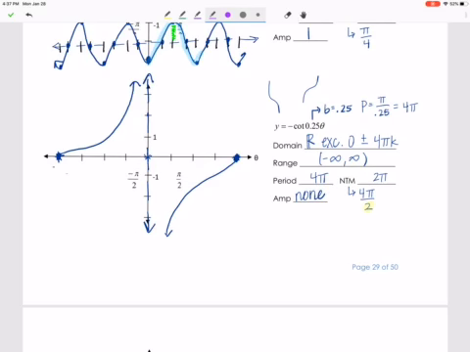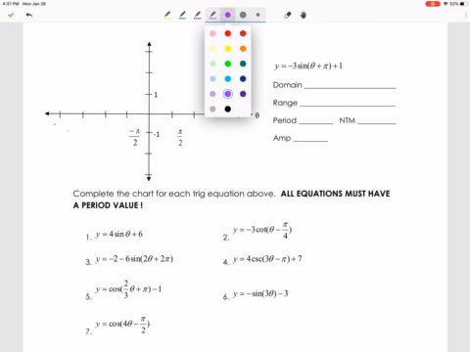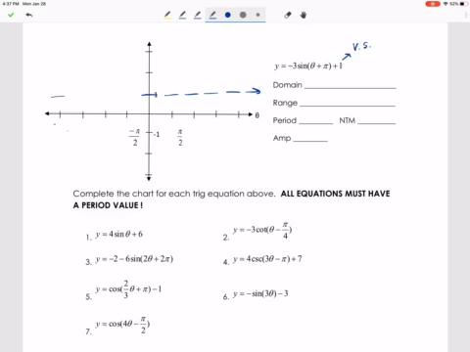Okay? All right, so now let's practice one where we put it all together. So -3 sine of theta plus pi, plus 1. All right, the plus 1 is a vertical shift. So if we'd like, let's go ahead and add that. That is where my new x-axis should be. The pen's dying.